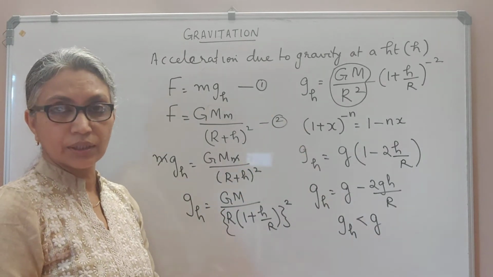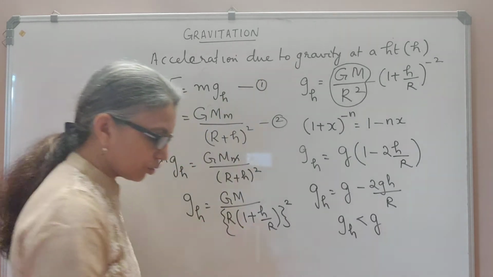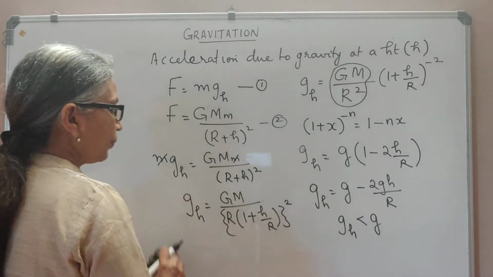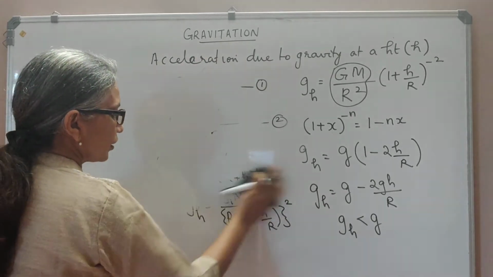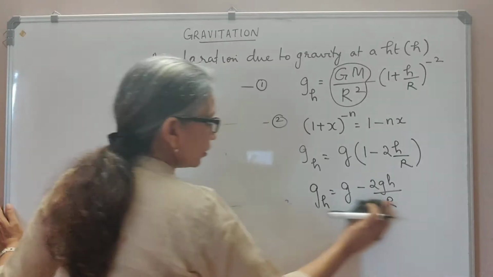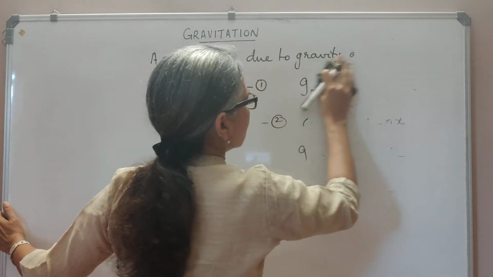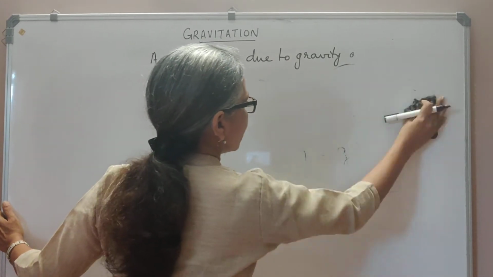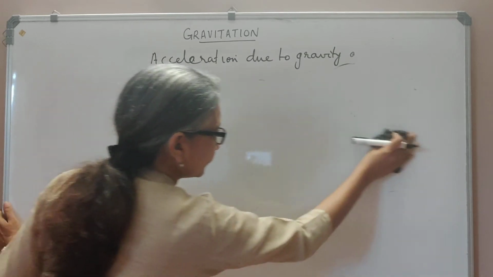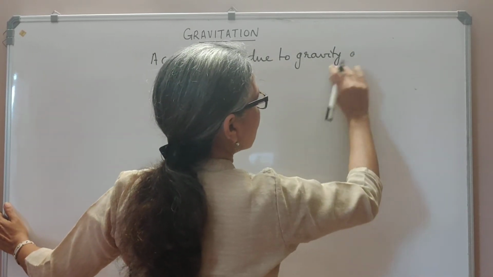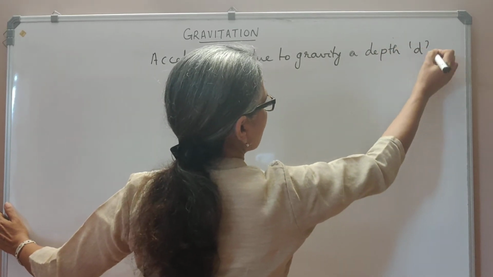Next thing we are going to do is derive an expression for the acceleration due to gravity at a depth, when you go into the surface of the earth, deeper down into the earth. That's what we're going to do next. So this is acceleration due to gravity at a depth d from the surface of the earth.